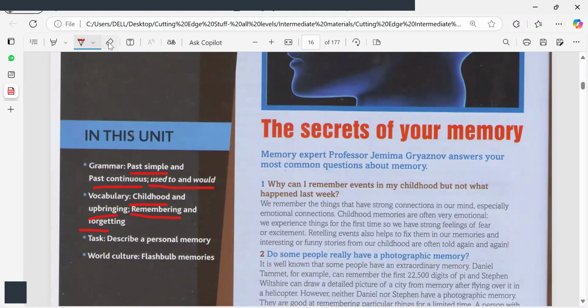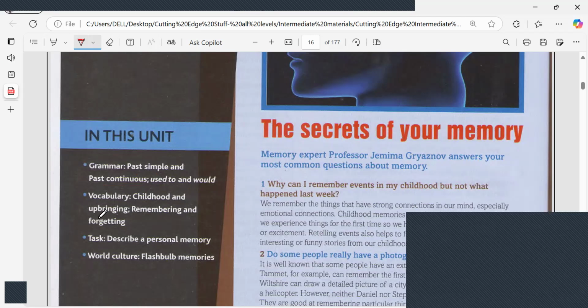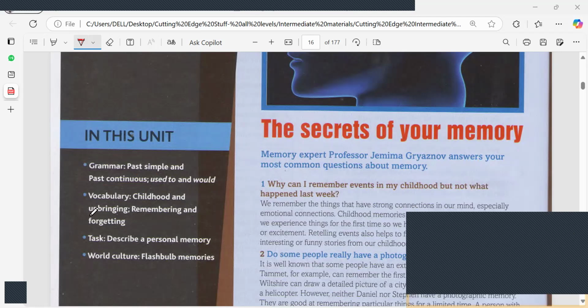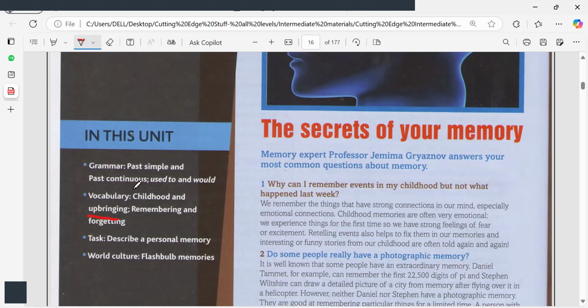What does childhood mean, Abdulaziz? Memories, the period of childhood. Okay. And the next one here, upbringing. What does upbringing mean? Bring up, upbringing, meaning nurture or raising. Childhood and upbringing. When you say I was brought up in the city, it means I was raised in the city. Okay, I was brought up in a good family, like this.